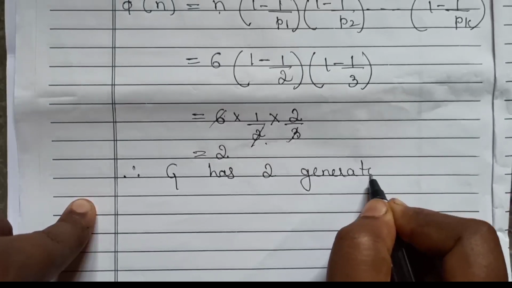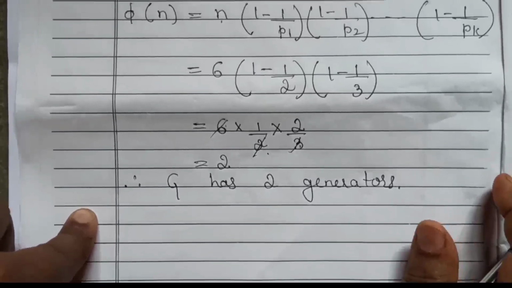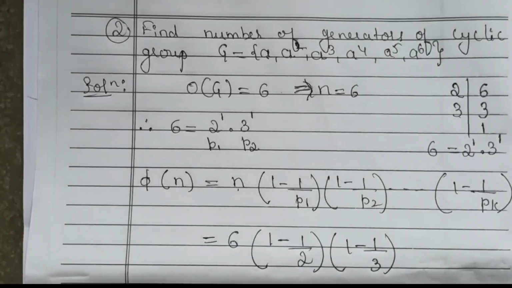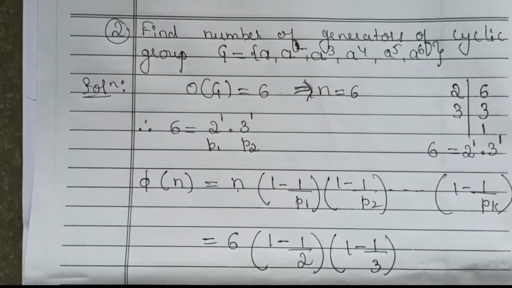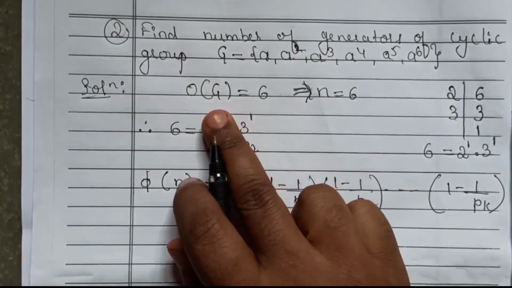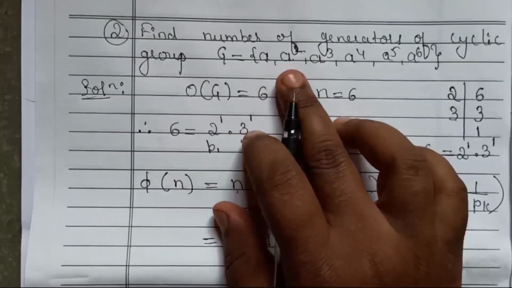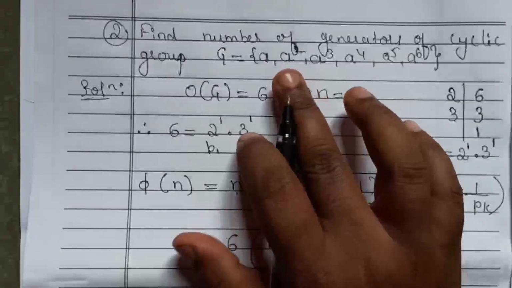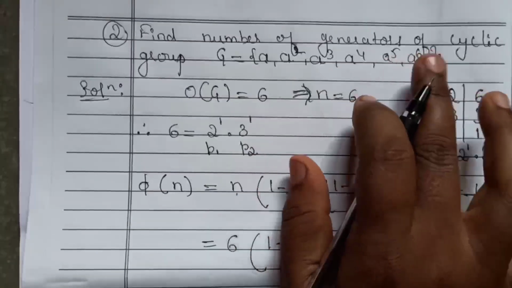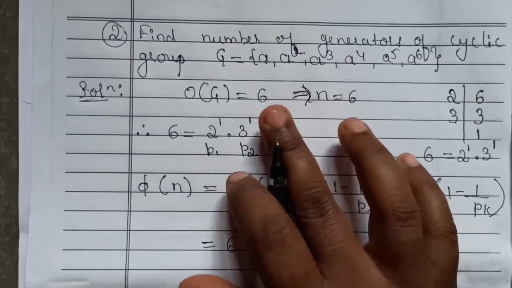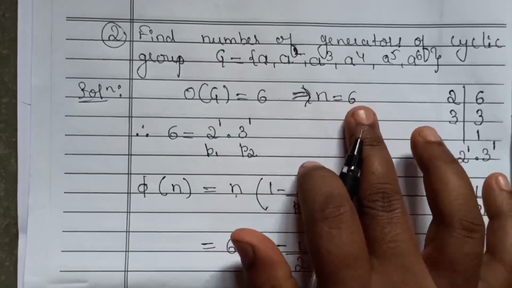generators. Okay. Now you got the point. The number of generators can be found by using phi of n. So see once again, the order of G: here G is directly given by a set, therefore we have to count the number of elements, that will be the order of G, that is n equals 6.